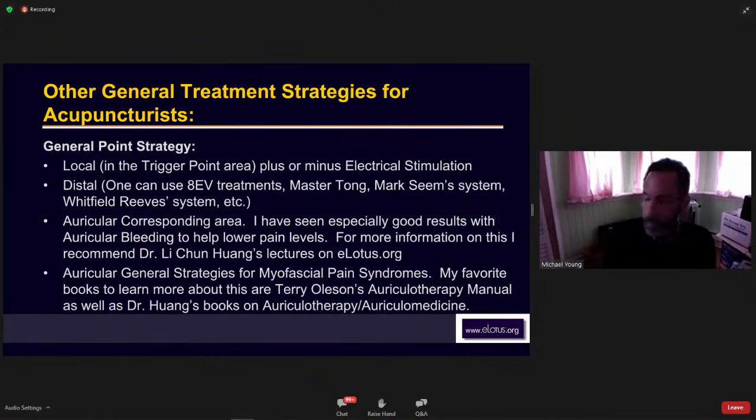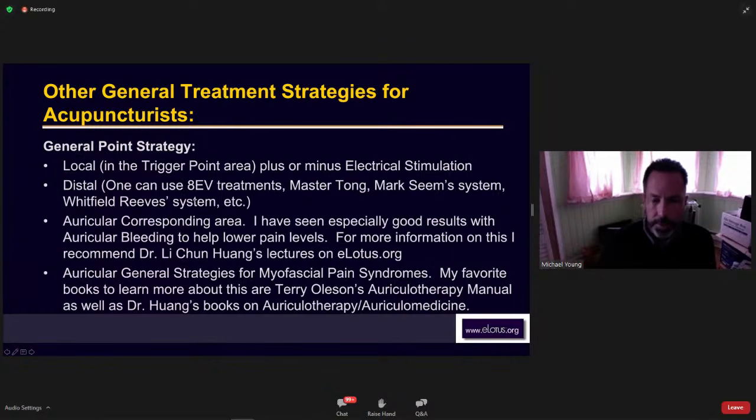So general treatment strategies. Generally, I like local in the trigger point area. We'll talk about details, and then sometimes I hook it up with electrical stim. Sometimes I don't. And then some kind of distal.